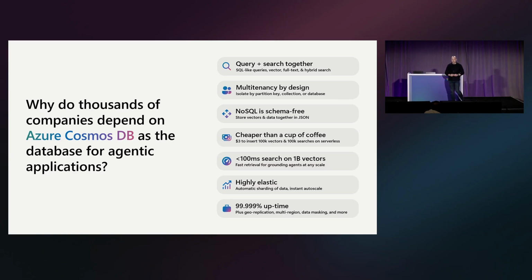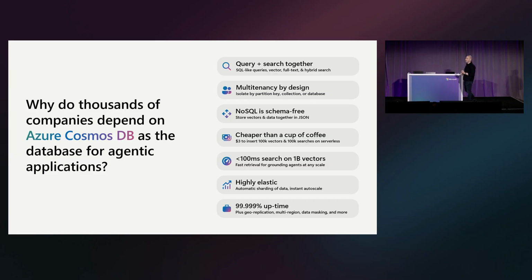It's extremely cost-effective. In fact, if you use Cosmos DB serverless, we like to say that it's cheaper than a cup of coffee to get started. You can insert 100,000 vector embeddings from Azure OpenAI, execute 100,000 searches, and it's under $3 for Cosmos DB serverless. But it also has very low latency and high recall for these searches, under 100 milliseconds on a billion vectors.